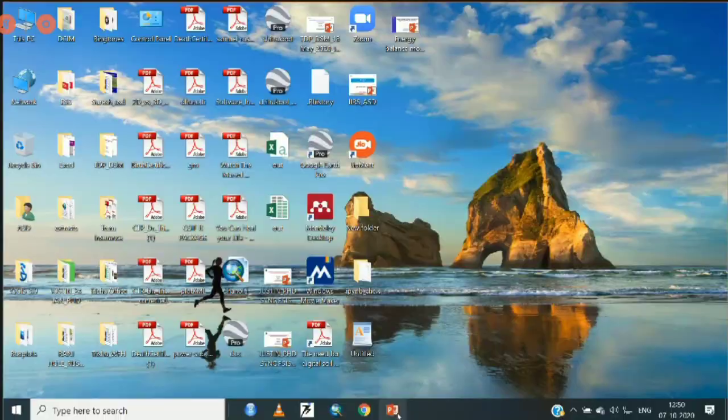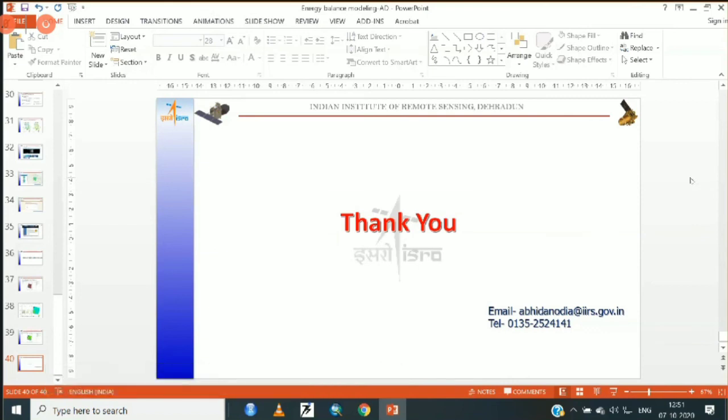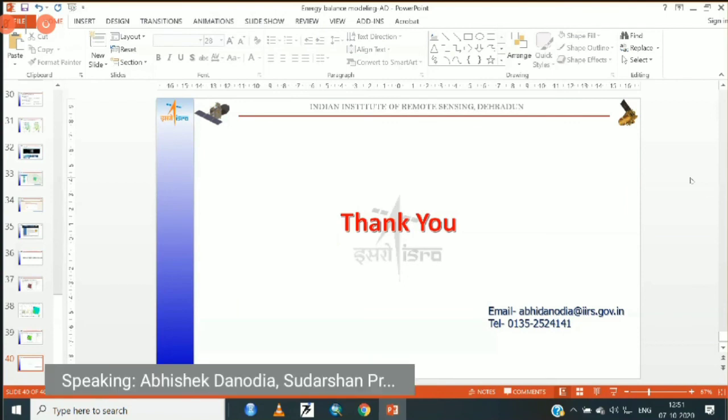Such work can be included when you want area-specific, region-specific, or crop-specific information, the total amount of crop water use or crop transpiration.